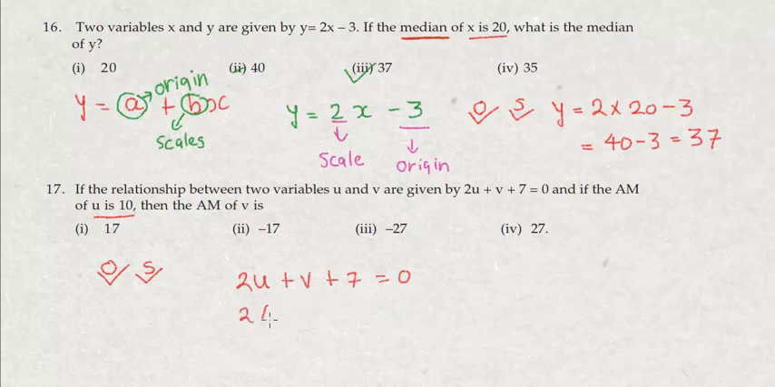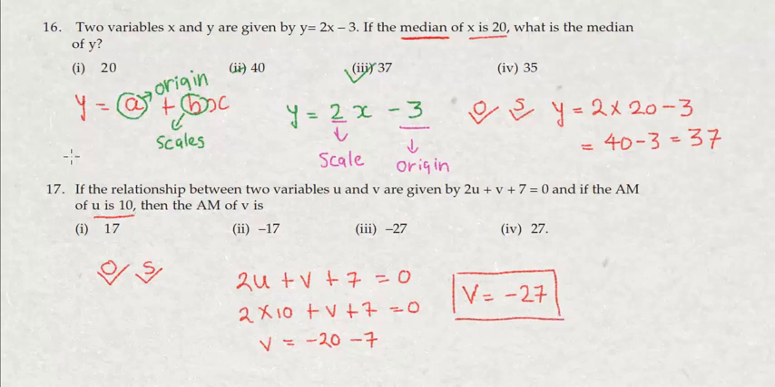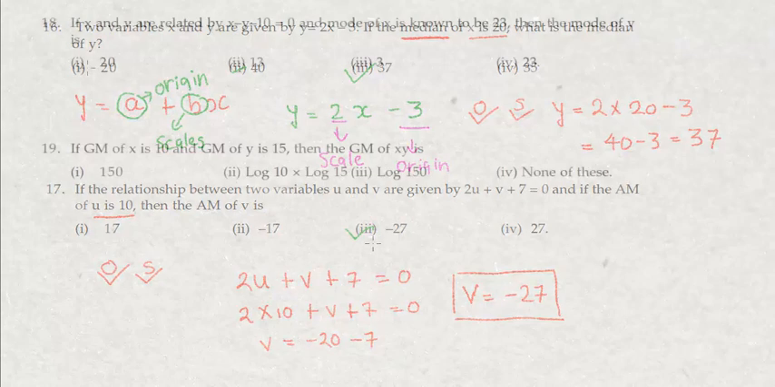Let's put it. 2 into 10 plus v plus 7 is equal to 0. So v is equal to minus 20 minus 7. I'm just putting this 7 and 2 into 10, 20, on the right side of the equation, so the sign would change. So now v is equal to minus 27. So the arithmetic mean in our case of v is minus 27. So our answer is the third option, minus 27.